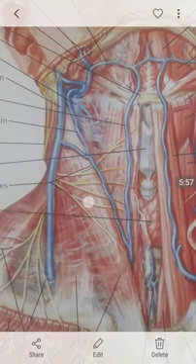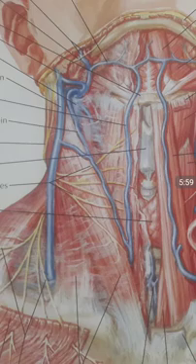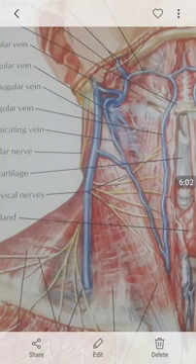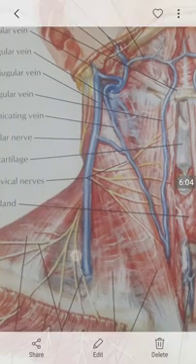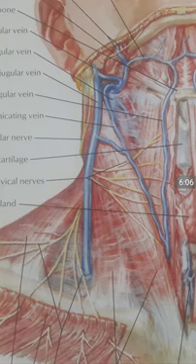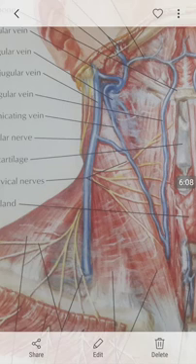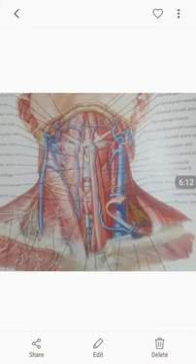And this is the transverse cutaneous nerve which supplies the skin of the neck anteriorly, and this is the supraclavicular nerve. This is the cutaneous innervation of the area just anterior to the upper part of the pectoral region, and the neck.